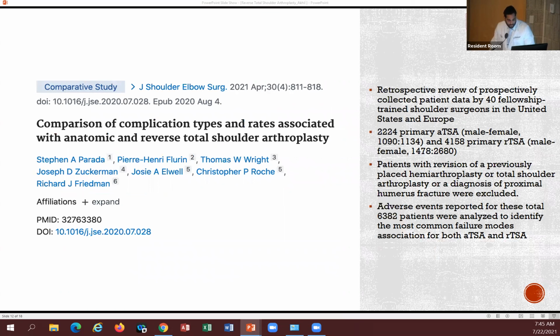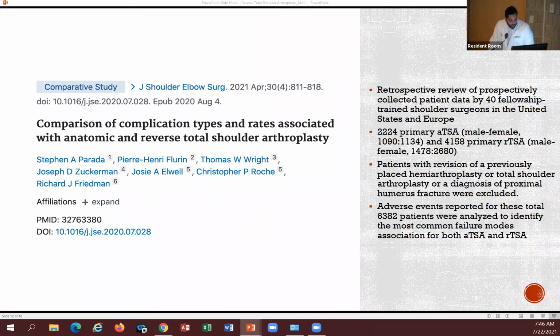And finally, I'd like to speak about two studies. The first one is an article that was published earlier this year in the Journal of Shoulder and Elbow Surgery. It was a retrospective review of prospectively collected patient data by 40 fellowship-trained shoulder surgeons in the United States and Europe. This is a multi-institutional study, and the primary goal was to compare complication rates associated with anatomic versus reverse total shoulders.